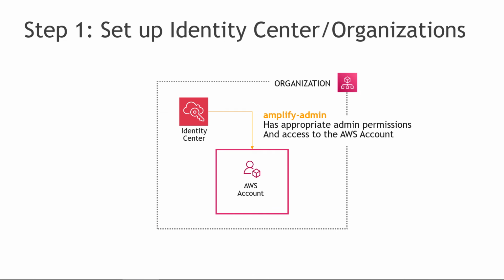Okay, so this is what we've done so far. We set up Identity Center with an organization, just the one account. We added the Amplify admin user, assigned them the admin permission set, and then gave them access to that single AWS account that we have in the organization. Cool.